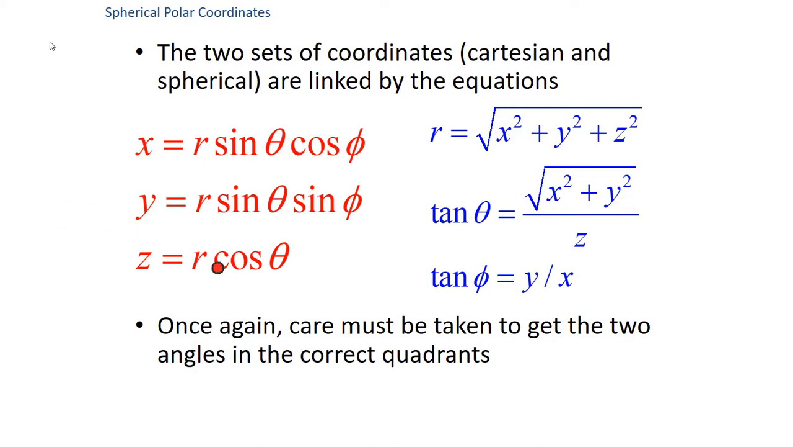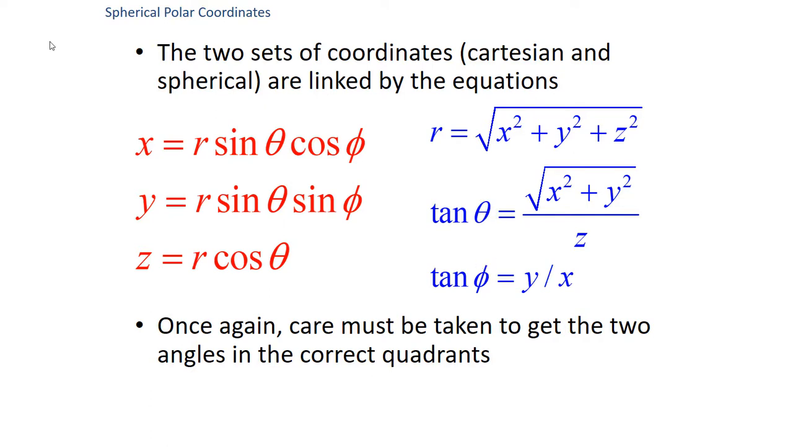If we take the three equations, square them, add them, take the square root, r is equal to the square root of x squared plus y squared plus z squared. We can see that this is consistent with Pythagoras in 3 dimensions. Square the first two, add them, divide by the third equation, we get that tan theta is the square root of x squared plus y squared divided by z. And then divide the first two equations, tan phi is y over x.